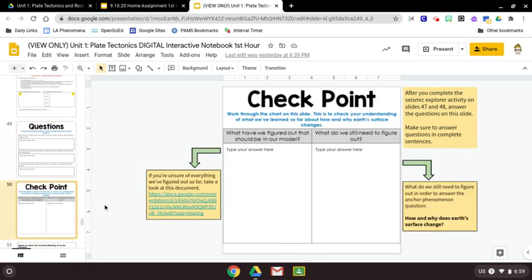All right, so the first slide you're going to get to is a checkpoint. It's going to say work through the chart on this slide. This is to check your understanding of what we learned so far about how and why Earth's surface changes.